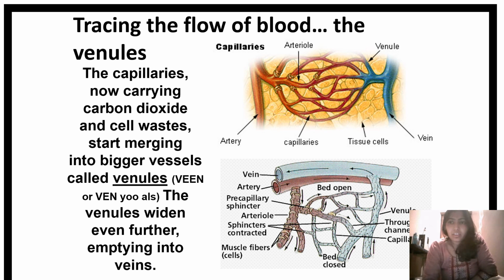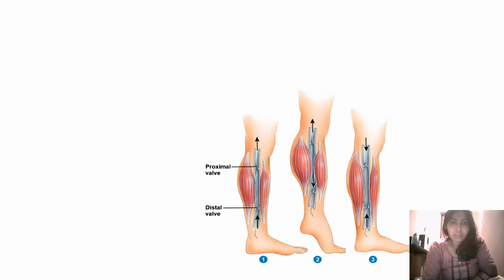These are the proximal valves, and we see the distal valve. So these are also examples of how the cardiovascular system works. So this is all about the preliminary idea about the cardiovascular system.